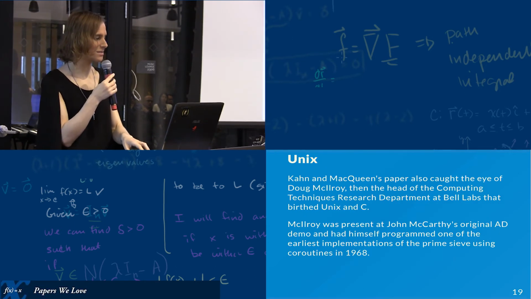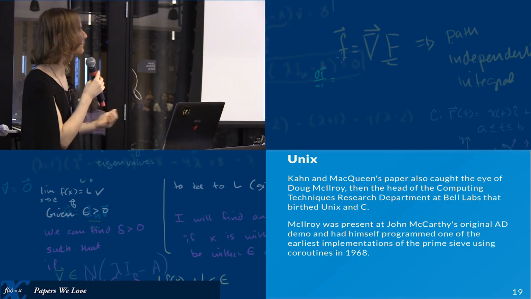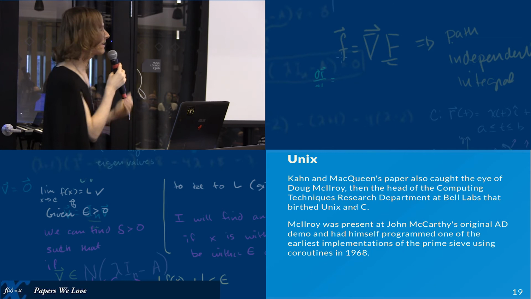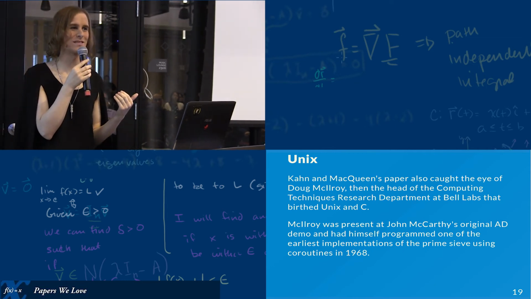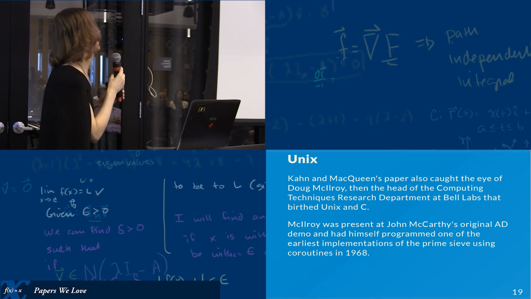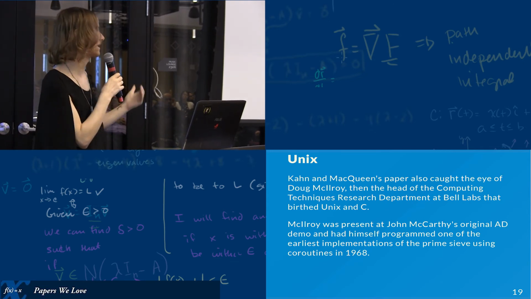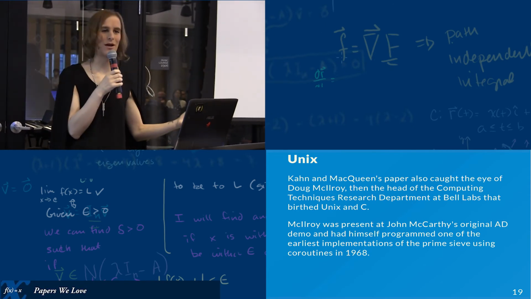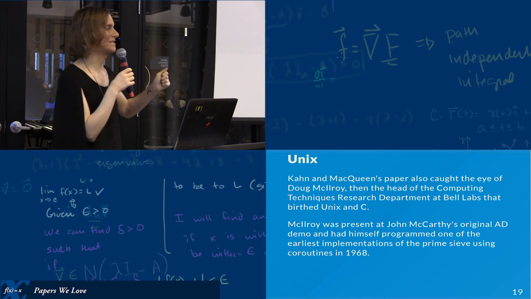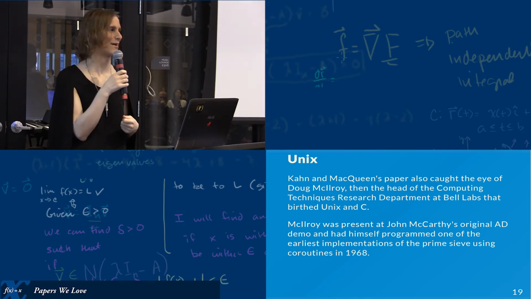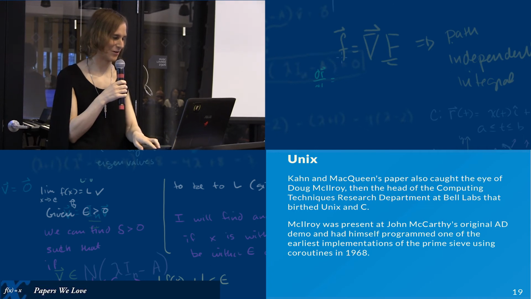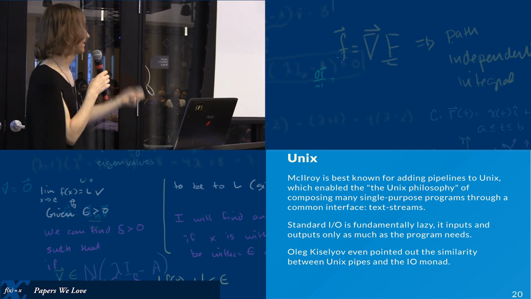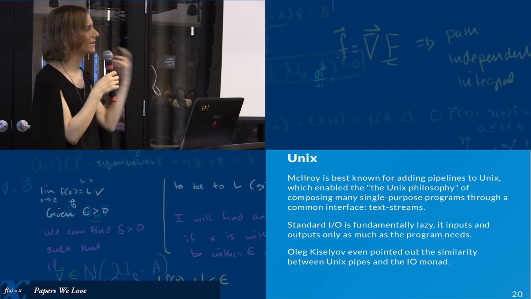But then another person who caught this was Doug McIlroy, who was at the time the head of the division at Bell Labs that Unix and C came out of. Now, he was actually present at McCarthy's original demo in 1959, and had himself programmed a coroutine-based implementation of prime sieves in 1968. In fact, I only know about McCarthy's demo because he was the one who told Paul Graham about it to write that essay. And McIlroy is best known for adding pipelines to Unix. His best known technical innovation, and what enabled the new Unix philosophy.